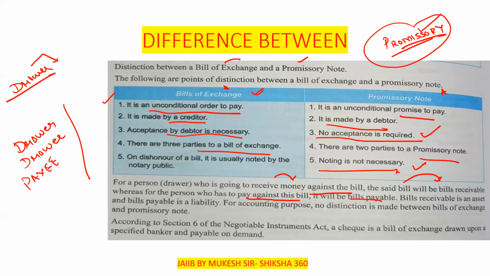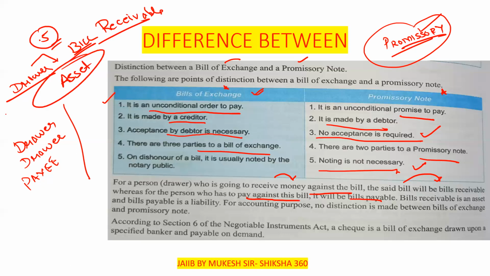And further, this is one more 0.5 mark question. What is bills receivable? Basically with the help of that, you are going to receive the money. So bills receivable is treated as an asset, because with the bills receivable you are going to get the money.